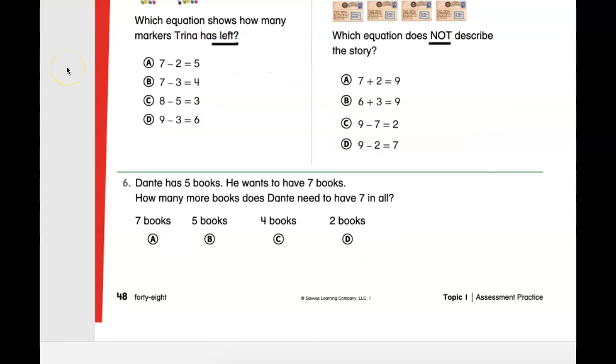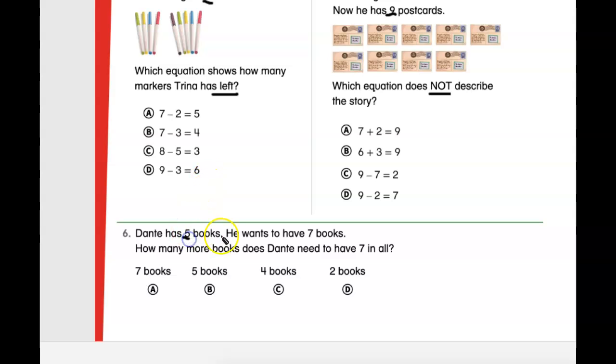Number 6 says Dante has 5 books. He wants to have 7 books. How many more books does Dante need to have 7 in all? So if Dante has 5 books, he wants to have 7. How many more books does Dante need to have 7 in all? So if he has 5, how many does he need to add to get 7 books? And you are going to fill in the circle that has your answer choice. If he has 5 books, but he wants 7 books, how many does he need to add?